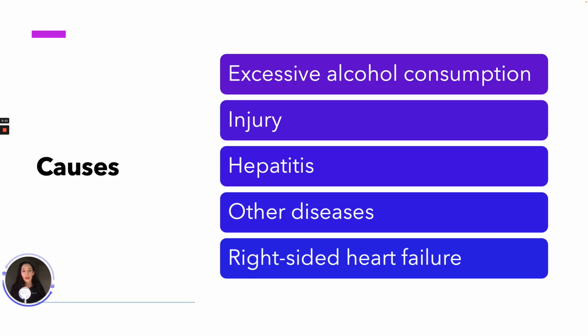So the different causes of cirrhosis. Excessive alcohol consumption leads to cirrhosis and liver damage, and this is typically with chronic alcohol consumption. Injury or prolonged obstruction causes biliary cirrhosis. Hepatitis causes post-necrotic cirrhosis. Other diseases such as hemochromatosis cause pigment cirrhosis, and right-sided heart failure causes cardiac cirrhosis.